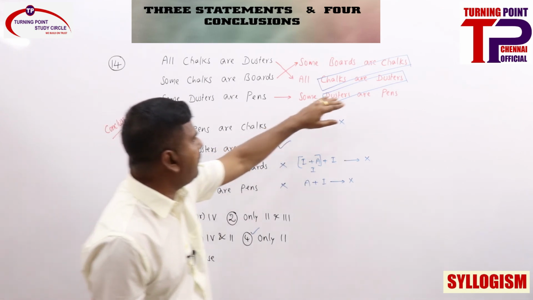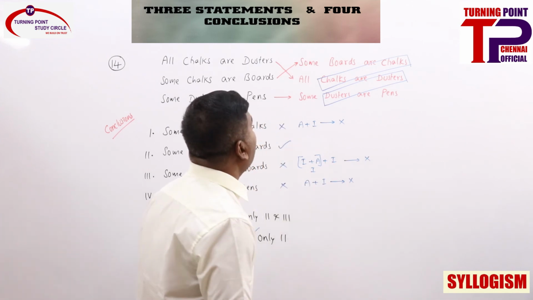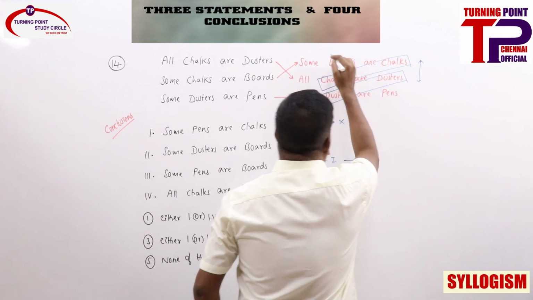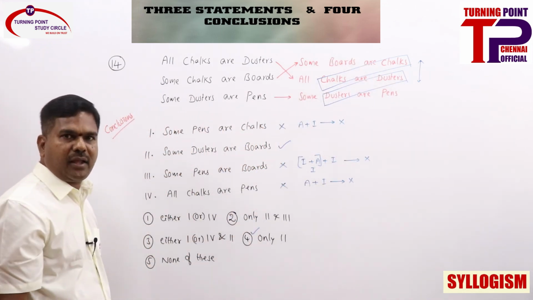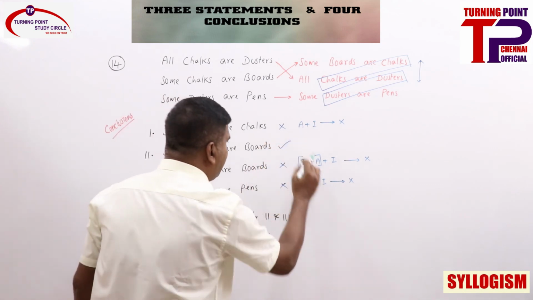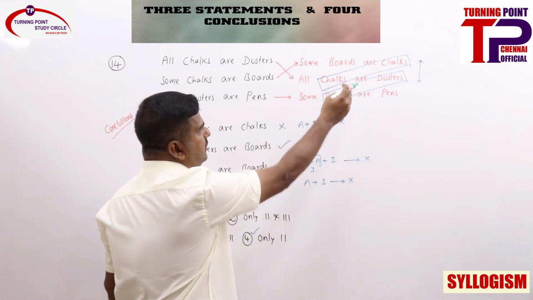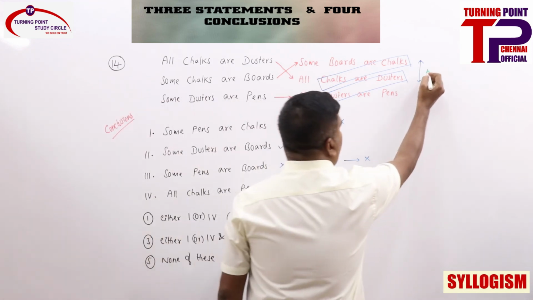Some dusters are boards. Where are dusters and where are boards? In the second and first statements, 1 and 2. But what is I plus A? I means you will be getting some boards are dusters or some dusters are boards. I can be converted into I. So that is the reason you will be getting the second one. Are you clear? So boards and dusters, 1 and 2, I plus A is I.